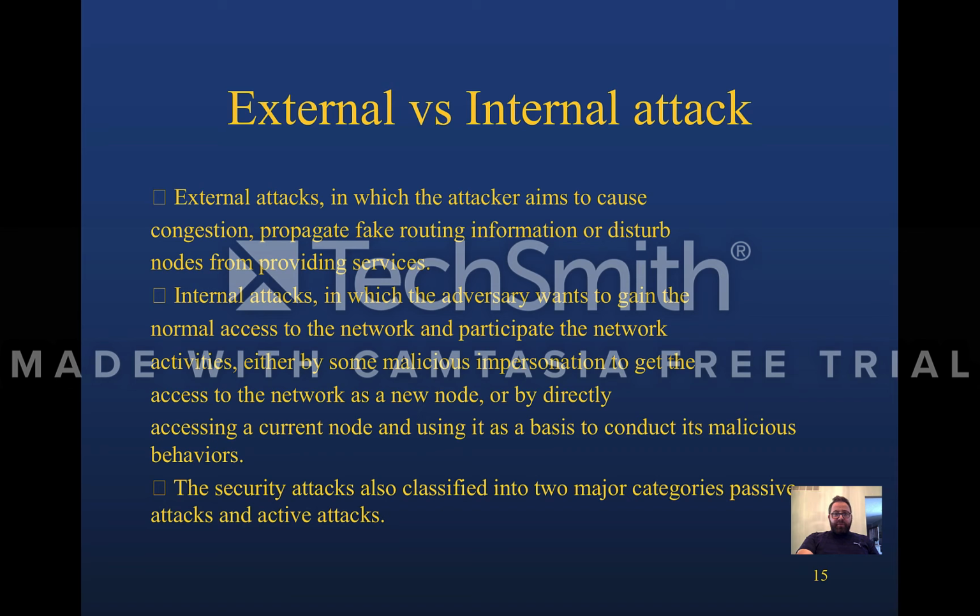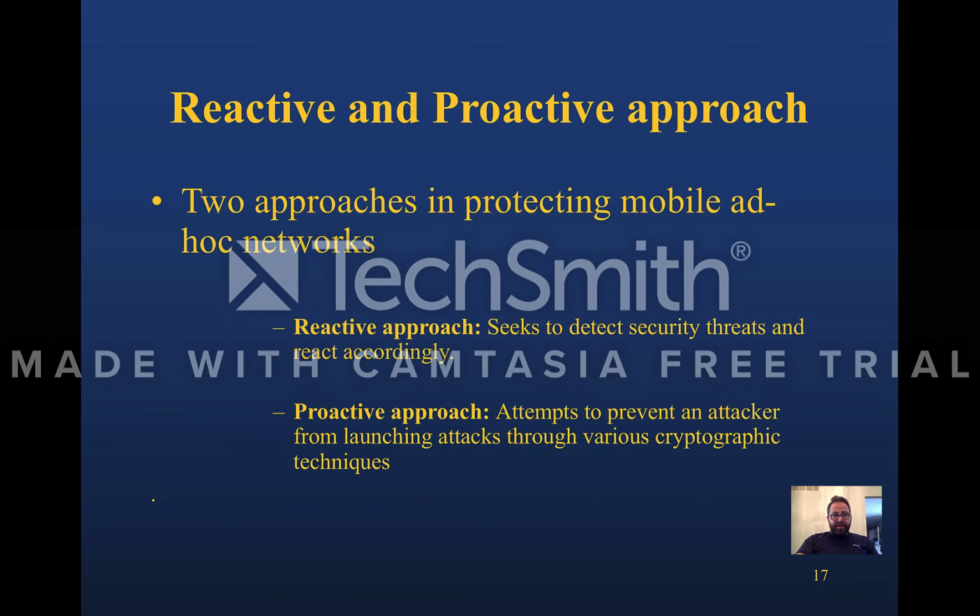External attacks aim to cause congestion, propagation of fake routing information. In an internal attack, the attacker wants to gain normal access to the network, accessing the network with a new node or trying to conduct malicious behavior from inside the node. Security attacks are also classified into two major categories: passive attack or active attack. Approaches are also classified as reactive and proactive.